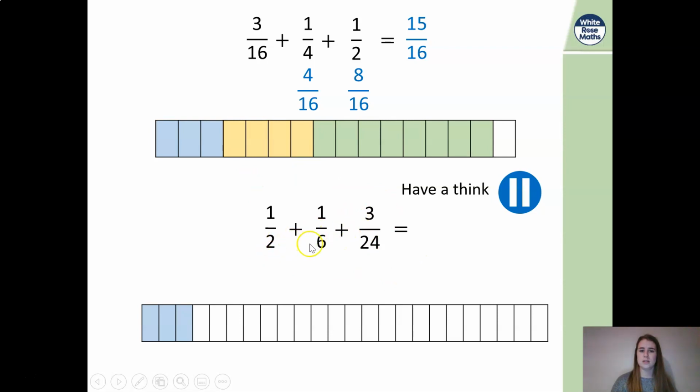So which one of these denominators could we make them all the same as, how would we convert them, and what would my answer be? Pause the video and have a go.